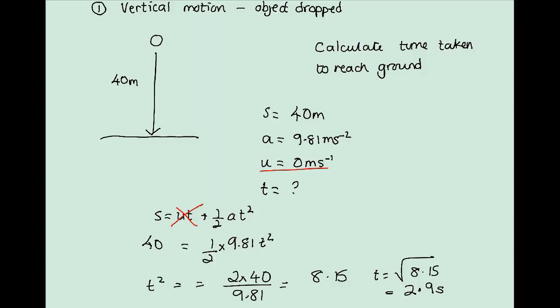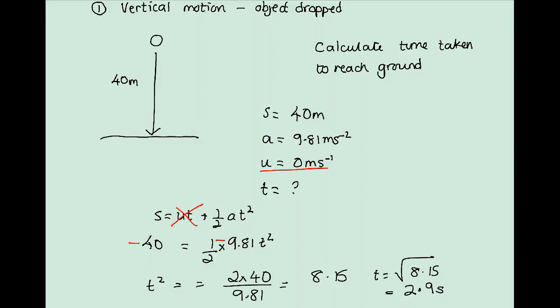We could, if we wanted, put a negative before the 9.81 to denote that it's downwards. But in that case, we would also, for consistency, have to give a negative before the 40, because the displacement is also downwards. And so the two negatives, one on either side, simply cancel each other out and make no difference at all to the final calculation.